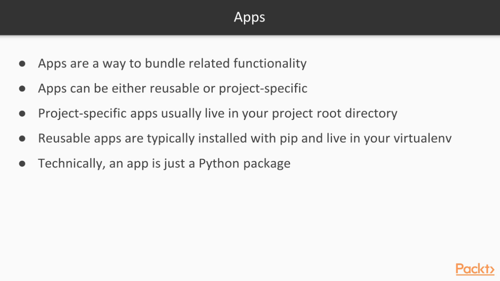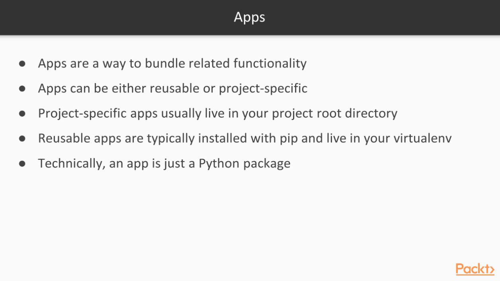Let's talk a little about what apps actually are. Django apps are a way to bundle related functionality together. So in this case, our courses app is supposed to hold all functionality that is related to courses. Apps can be either reusable or project specific. The apps we will write in this tutorial will be project specific, but we will also make use of some third-party apps that are actually reusable. Project specific apps usually live inside your project root directory, as we have seen earlier when we ran the startapp command. Reusable apps are typically installed with pip and live inside your virtual env. And another point to remember is that technically an app is just a Python package.